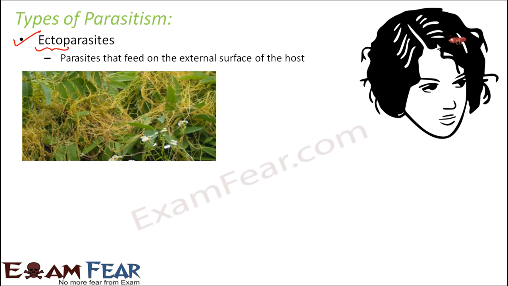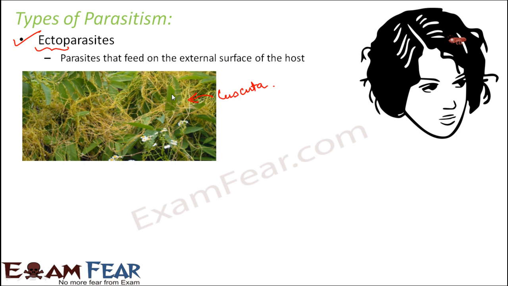Another example could be the cuscuta plant. This cuscuta plant grows on other plants. The yellow colored plant which you see here is cuscuta, and you see it attaches itself to other green plants and derives nutrition from the other green plant. So basically this green plant, which is the host, is suffering a loss because its nutrients are being taken by the cuscuta plant, and that's how the cuscuta plant is growing. So that is an example of ectoparasite.